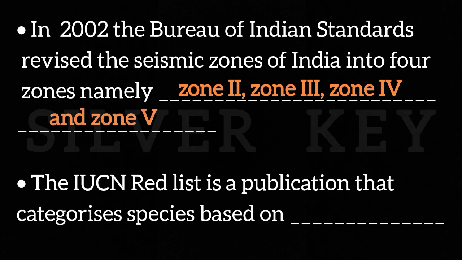In 2002, the Bureau of Indian Standards revised the seismic zones of India into 4 zones, namely Zone 2, Zone 3, Zone 4 and Zone 5. The IUCN Red List is a publication that categorizes species based on risk of extinction.